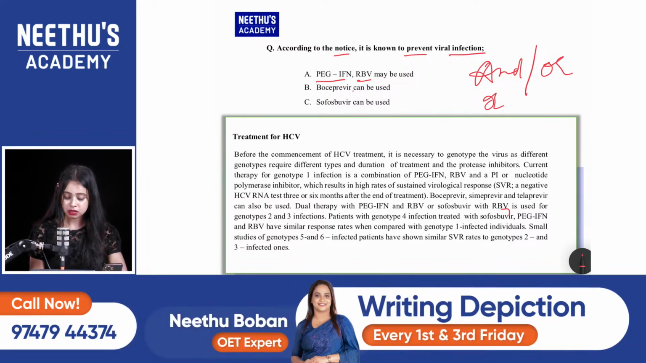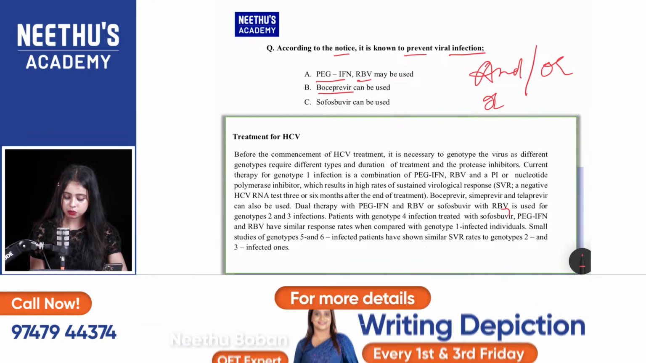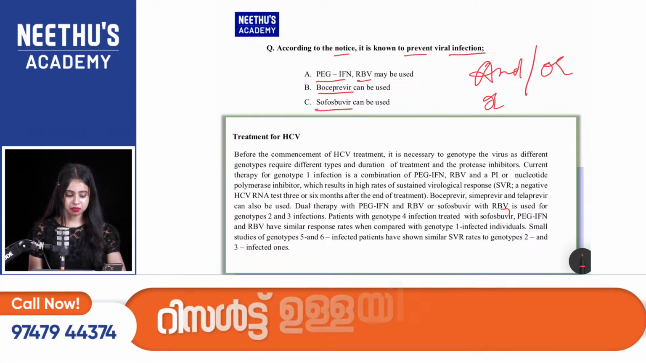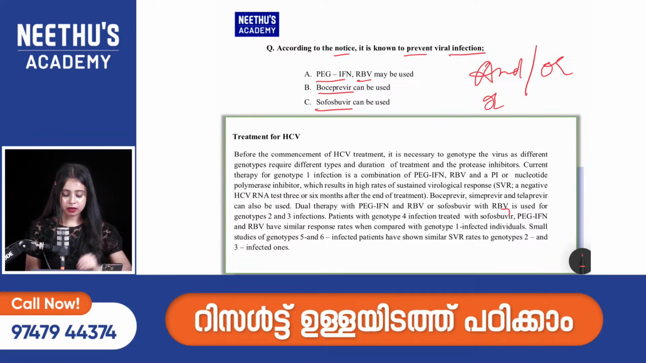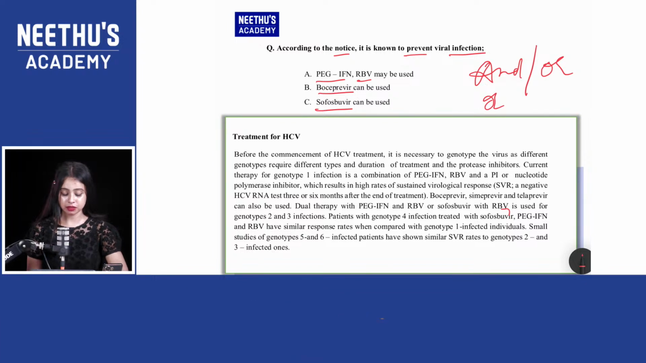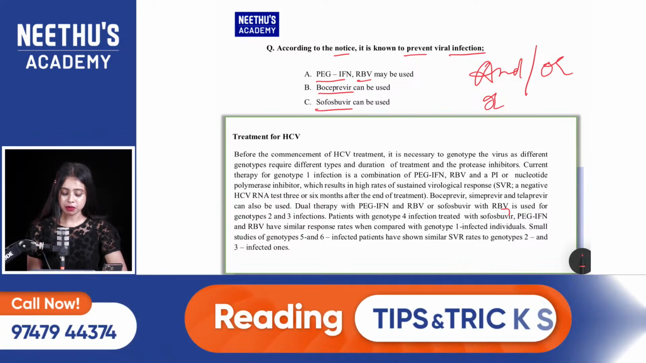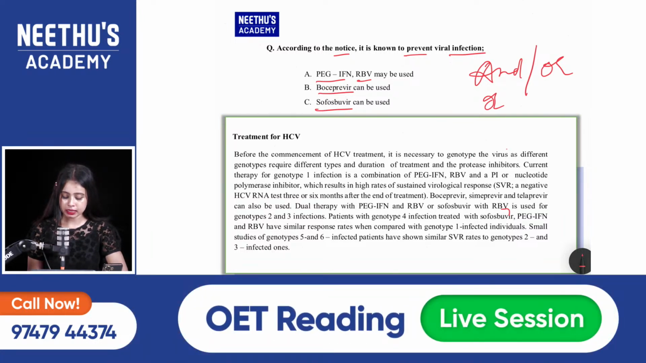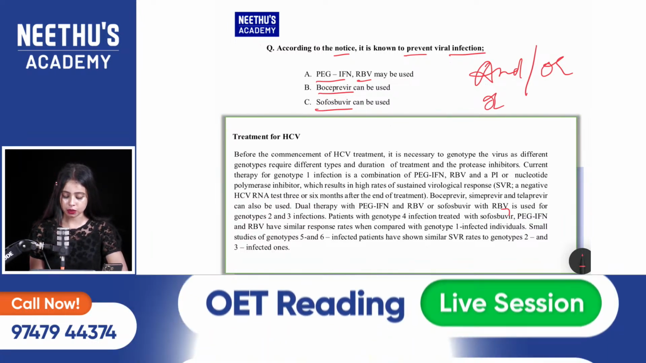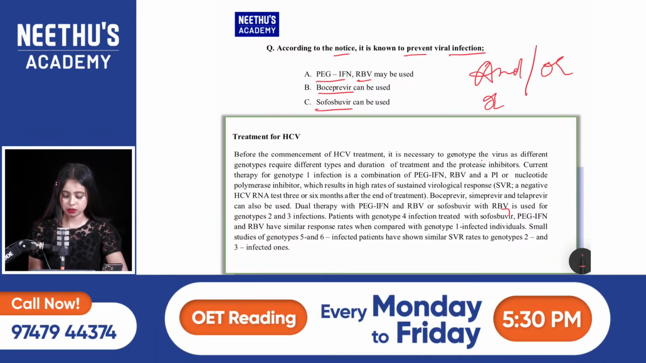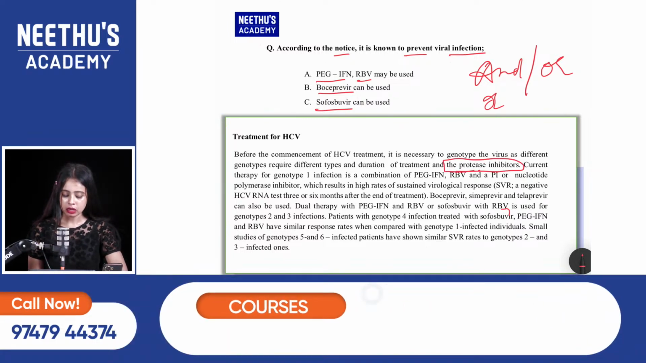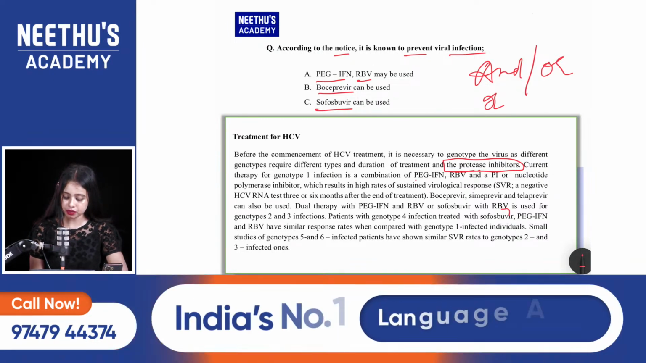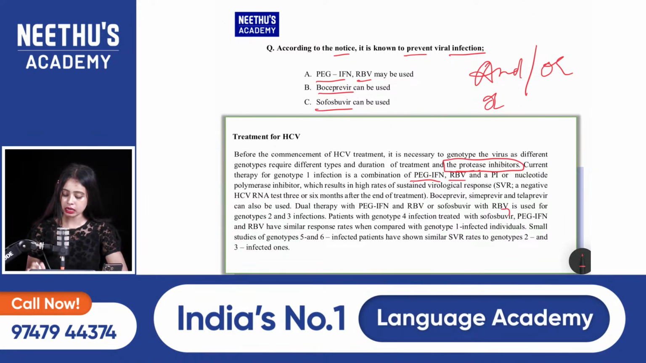Option B: Boceprevir can be used. So my keywords are Boceprevir and Sofosbuvir can be used. These are the keywords from the options. Alright, then I'll read the paragraph. Treatment for HCV. Before the commencement of HCV treatment, it is necessary to genotype. The virus has different genotypes, requiring different types and duration of treatment and the protease inhibitors. Current therapy for genotype 1 infection is a combination of PG-IFN, RBV and a PI.